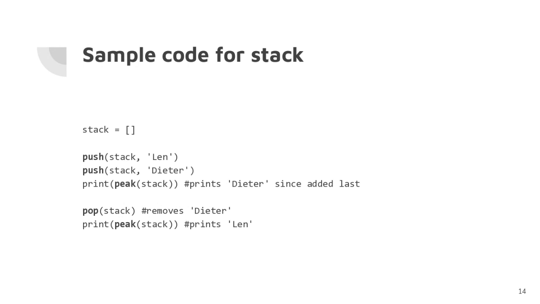So you have an empty stack. Then first I push Len, then I push Dieter. If I then call the operation peek, which is the top of the stack, it prints Dieter since it was added last. So Len is below Dieter, if you want to see it like this. Then you can pop the stack, which will return Dieter and also remove it from the stack. And then if you again look at the top of the stack, this time you will have Len.